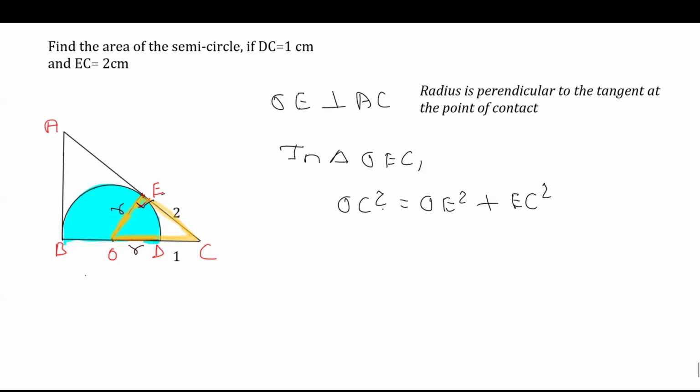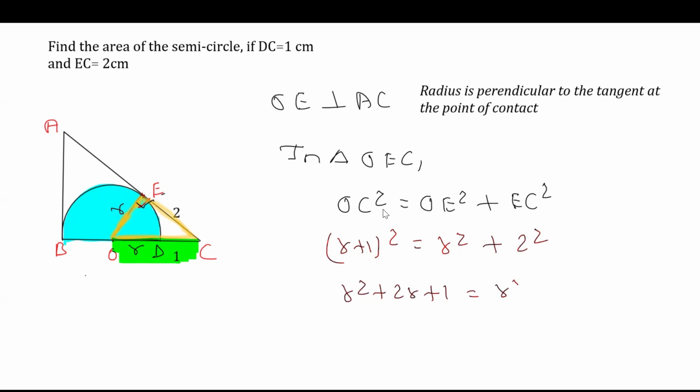OC from the figure, you can see that OC is R plus 1, right? OC is R plus 1. So this is going to be R plus 1 whole square. The length of OE is how much? R. So that is R square plus EC. And EC is how much? EC is going to be 2. That's 2 square. So I can expand this. A square plus 2AB plus B square is equal to R square plus 4. Now this R square gets cancelled over here. So that is 2R is equal to 4 minus 1, which is 3.